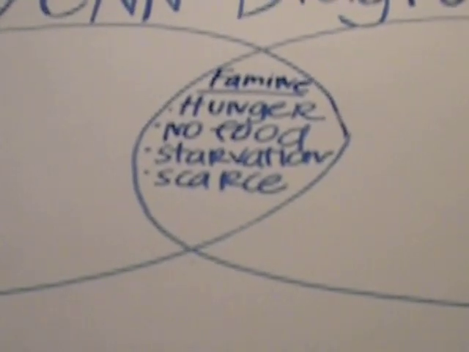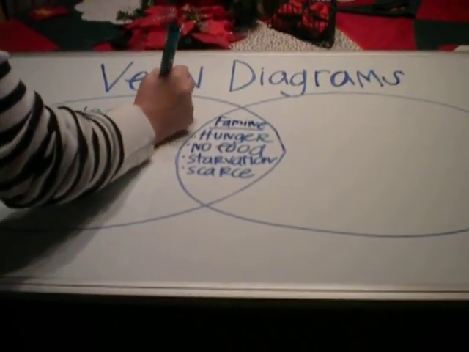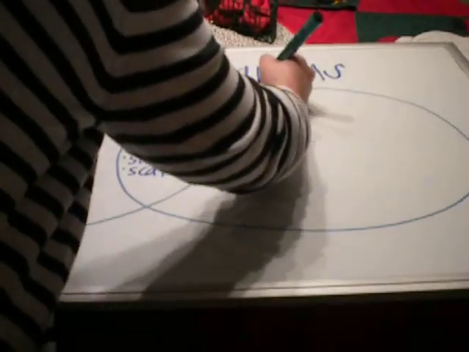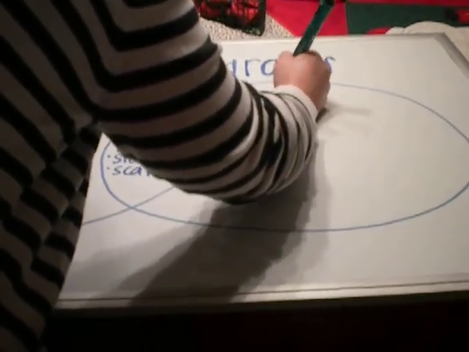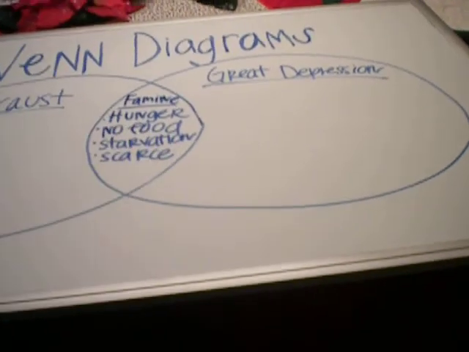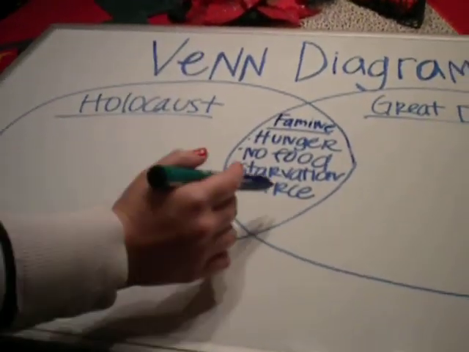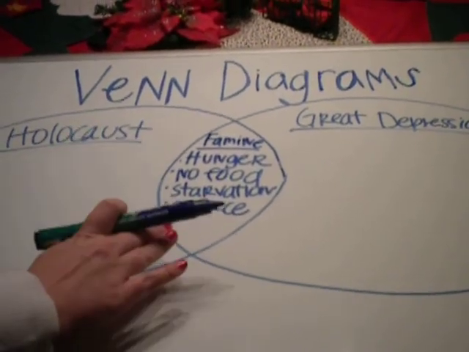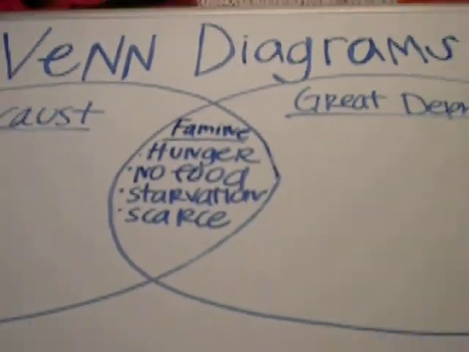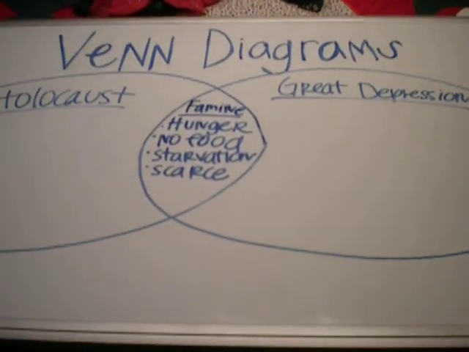Today we're going to be looking at two subjects to compare and contrast, and we'll be talking about the Holocaust and the Great Depression. Using the Venn diagram, both the Holocaust and the Great Depression share famine, which again, famine we defined as hunger, no food, starvation, and scarce.